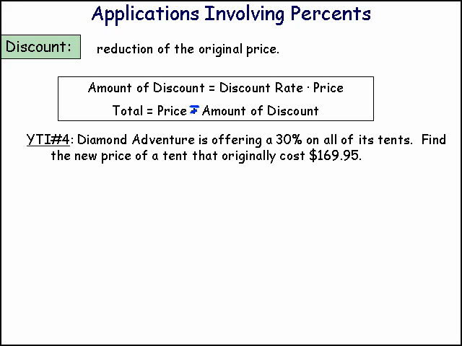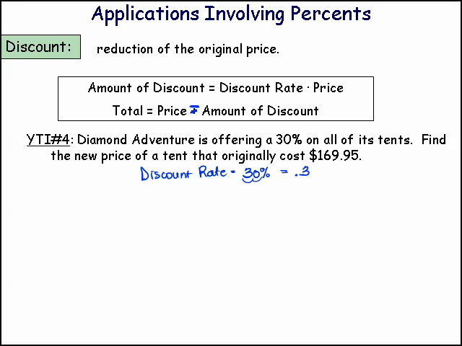Okay, so let's look here. You try it number 4. Diamond Adventure is offering 30% off on all its tents. Find the new price of a tent that originally cost $169. So what's the discount rate? Well, the discount rate is 30%. How do you put that into decimal form? It's 0.3, right? Because we moved the decimal over 2 spots.